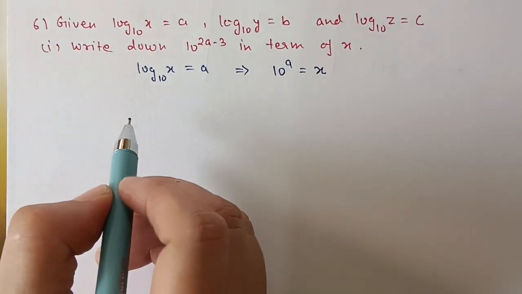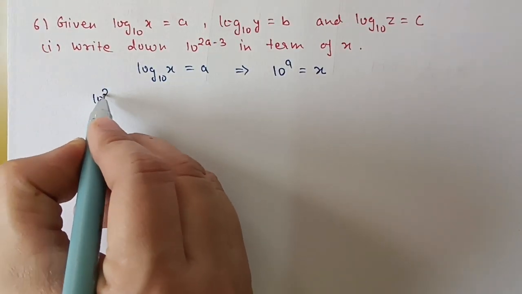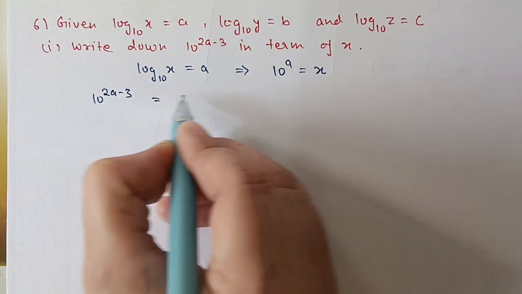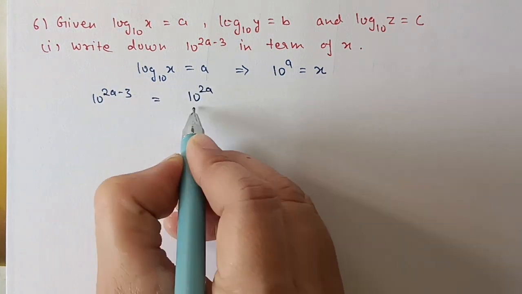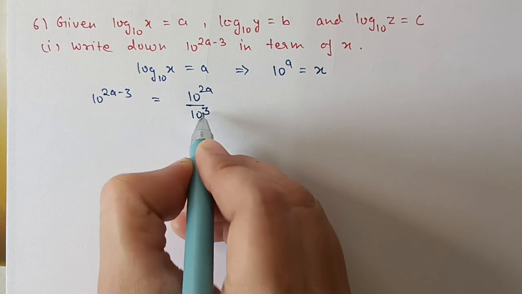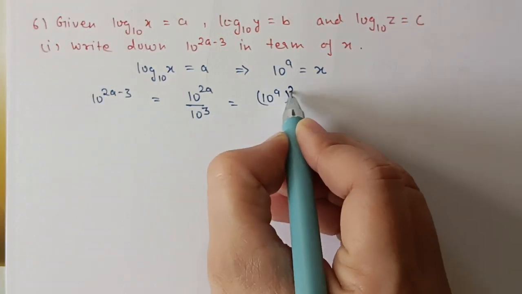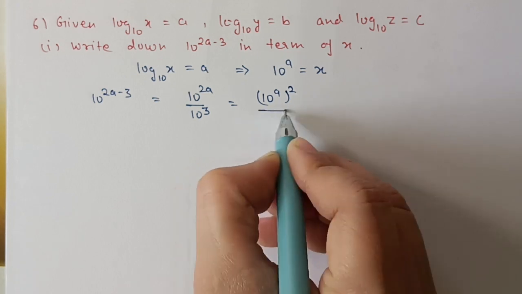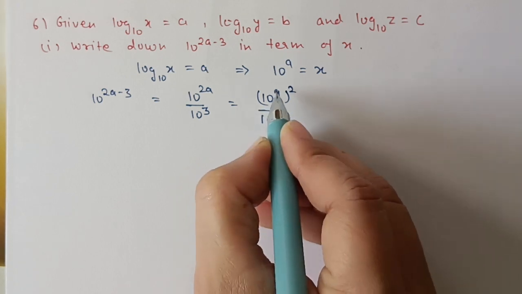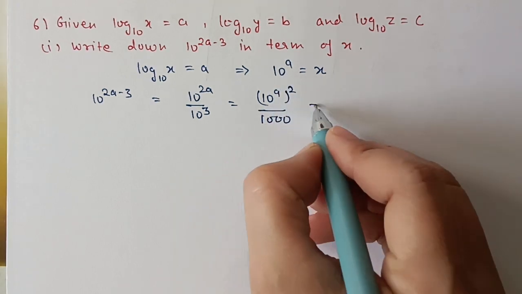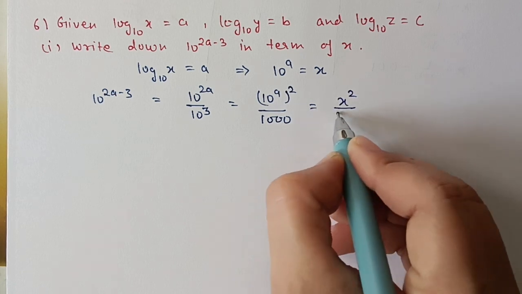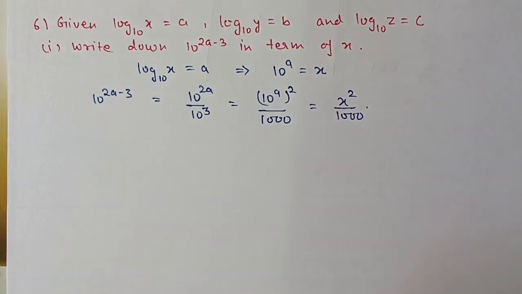Now this we will change. So 10 to the power 2a minus 3 we can write as 10 to the power 2a divided by 10 to the power 3. And 10 to the power a whole square, 2a we can write like this, upon 1000, and 10 to the power a is equal to x, so it will become x square by 1000.